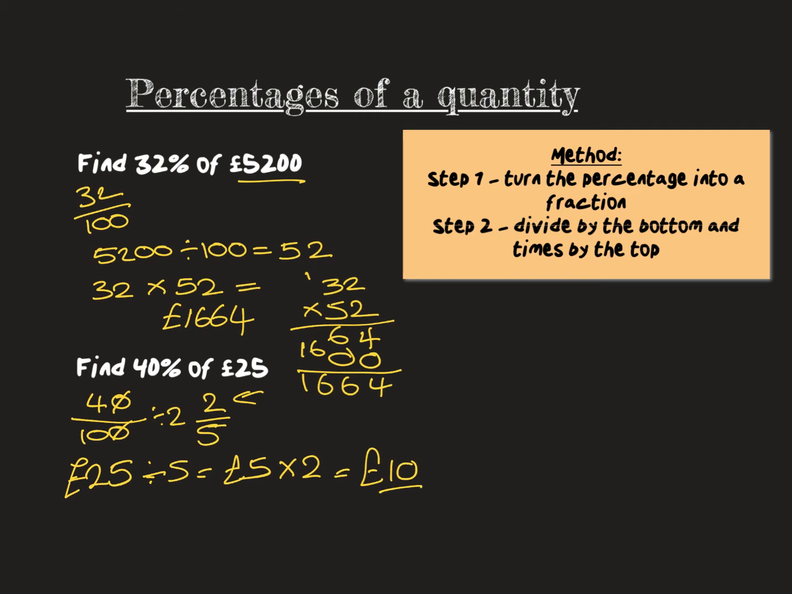So sometimes it's okay to just divide by 100 and times by the percentage, but it may be easier to use a simplified version of the fraction, especially if you're doing a non-calculator question. If you've no calculator allowed, it might be easier to simplify your fraction so you're dividing by a smaller number and multiplying by a smaller number.